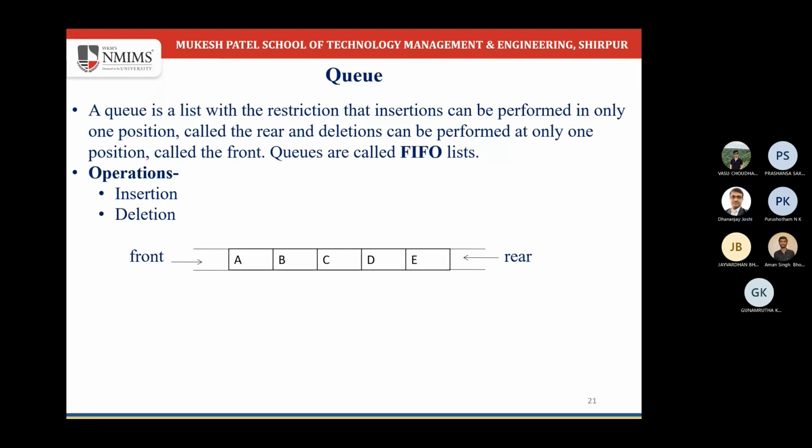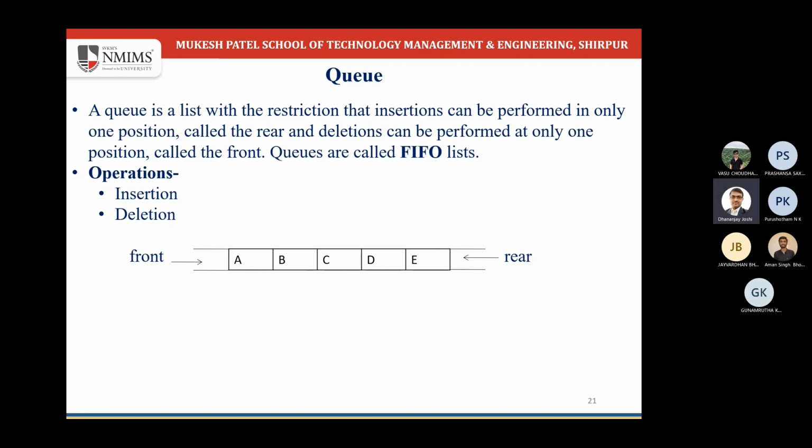Next is queue. Queue is again a specific case of list, with the property called FIFO, first in, first out. In case of queue, we will have two different ends. From one end the insertions will be performed; that end is called the rear end. From another end the deletions will be performed, which is called the front end. So in effect, the element which is inserted first will be deleted first.